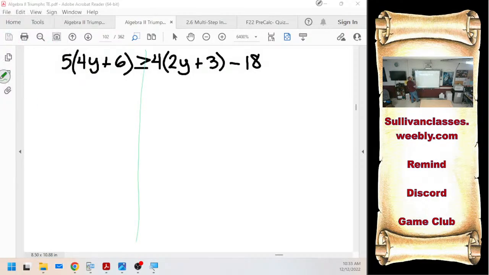Then, I'm going to distribute it. Be careful what you're distributing. That's 5 by 4y is 20y. 5 by positive 6 is plus 30.